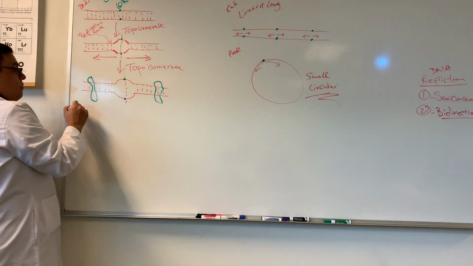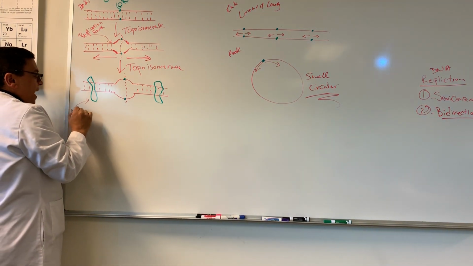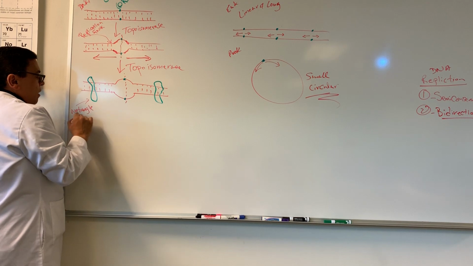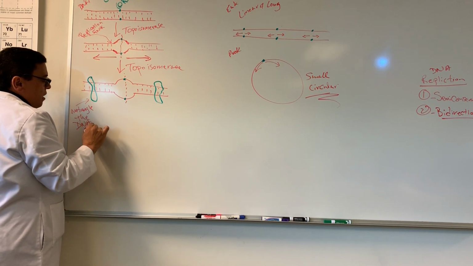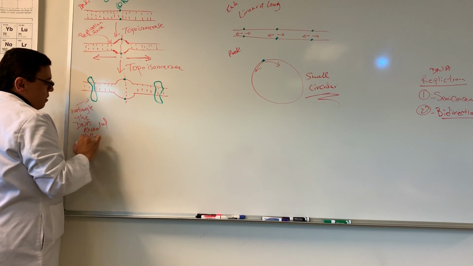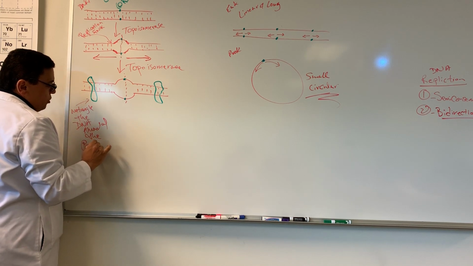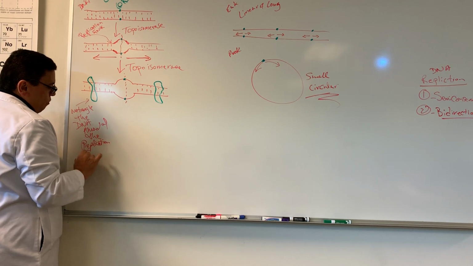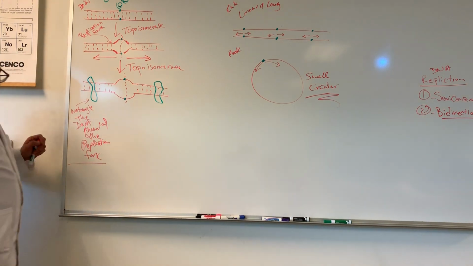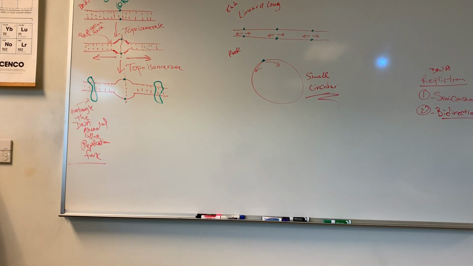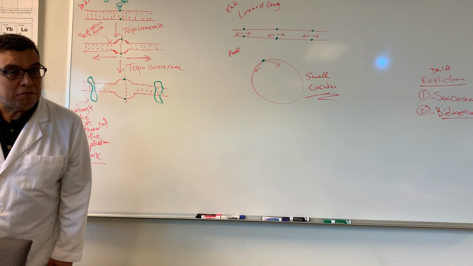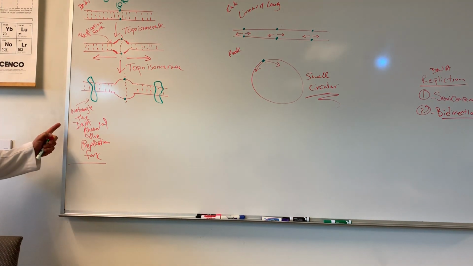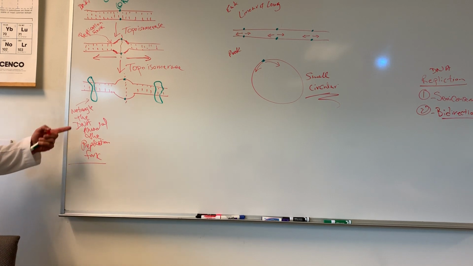What does this topoisomerase do? It will do this. Untangle the DNA ahead of the replication fork. It's sort of like mom saying to you, you gotta untie your shoe before you take your shoes off. You gotta untangle the DNA before you copy it. Who's the untangler? Topoisomerase.